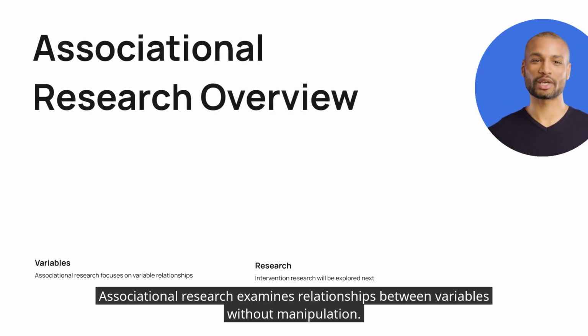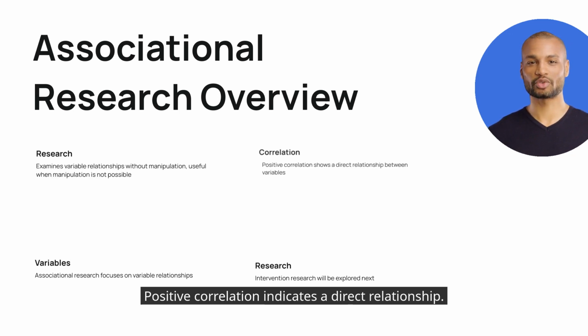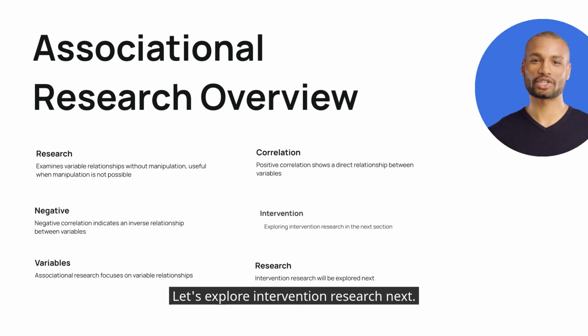Associational research examines relationships between variables without manipulation. It is useful when manipulation is not possible or ethical. Positive correlation indicates a direct relationship. Negative correlation indicates an inverse relationship. Let's explore intervention research next.